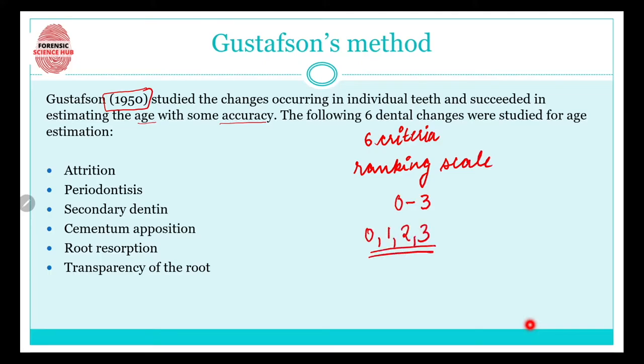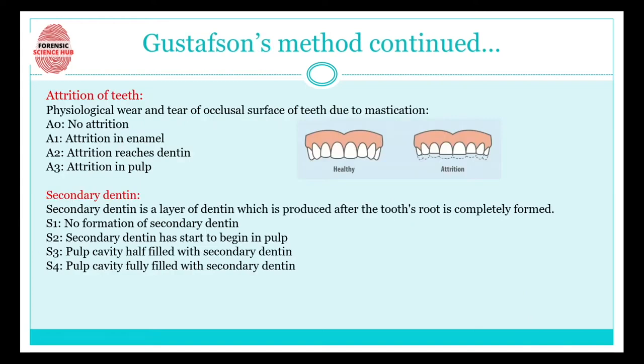And the 6 criteria that he used are attrition, periodontosis, secondary dentine, cementum apposition, root resorption and transparency of root. Now let's study these 6 criteria one by one. First is attrition of teeth. What is attrition? Attrition means physiological wear and tear of occlusal surfaces of the teeth due to mastication.